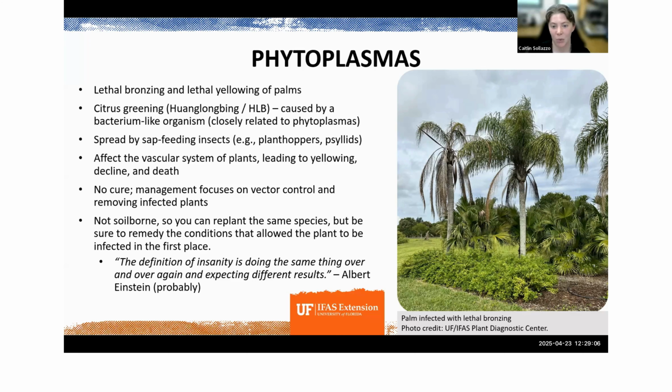We also have citrus greening, which is not actually a phytoplasma. It's closely related to phytoplasmas, but basically they're bacteria that live only in the phloem of their host plants, plus vectors.